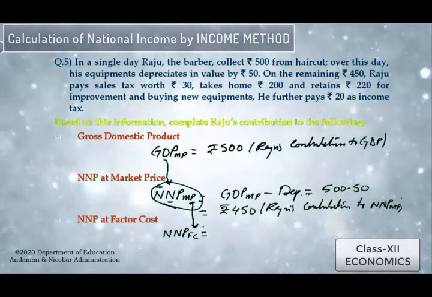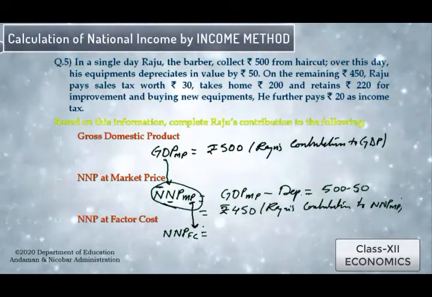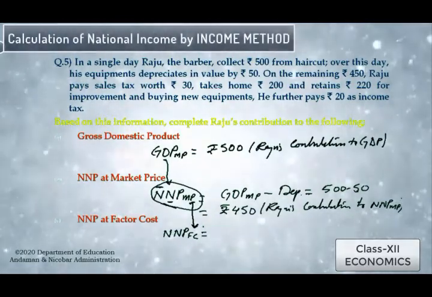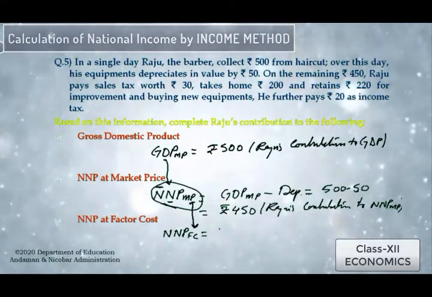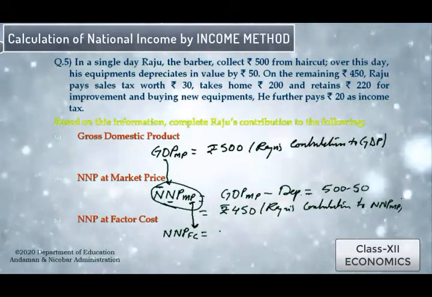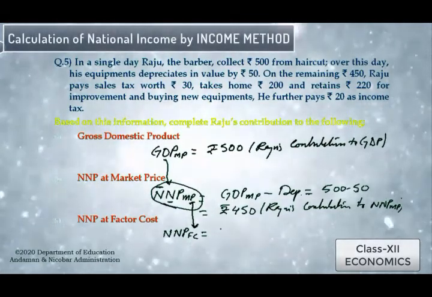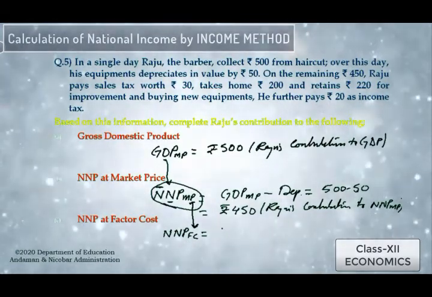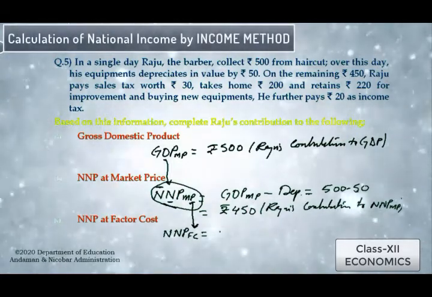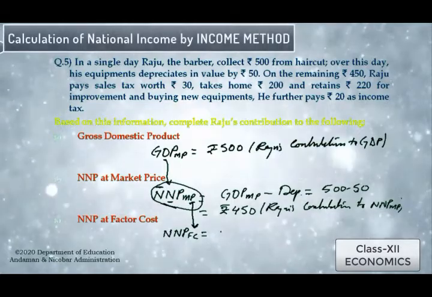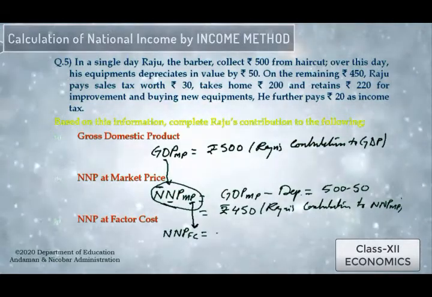So again go through the paragraph given above. There it is written in the third line that Raju pays sales tax worth rupees 30. So 30 is the tax and he doesn't get any kind of subsidy on his income. So only the sales tax will be considered to be the value of NIT.